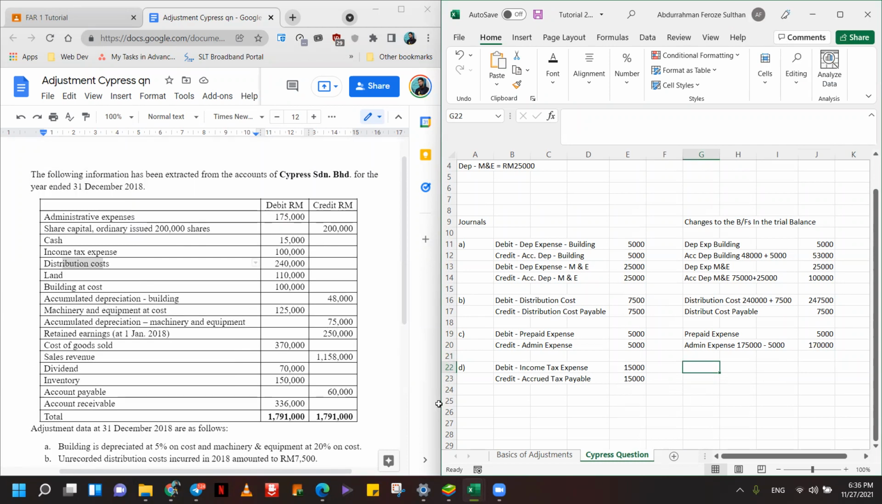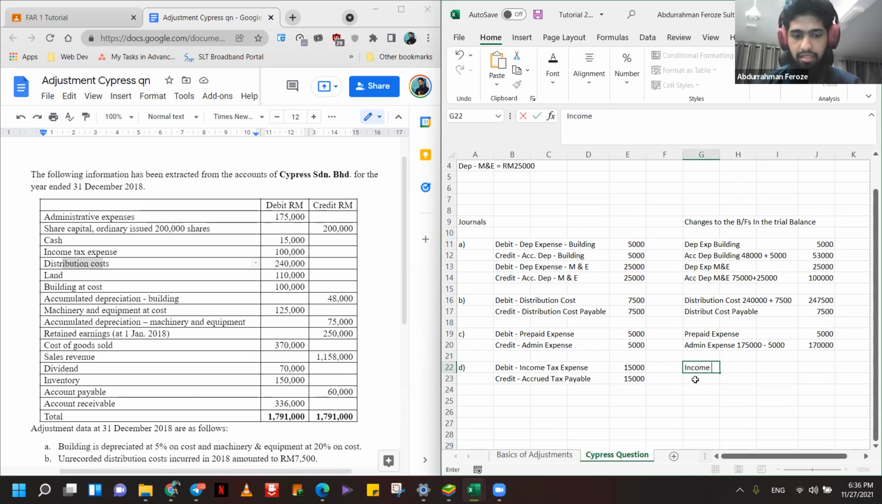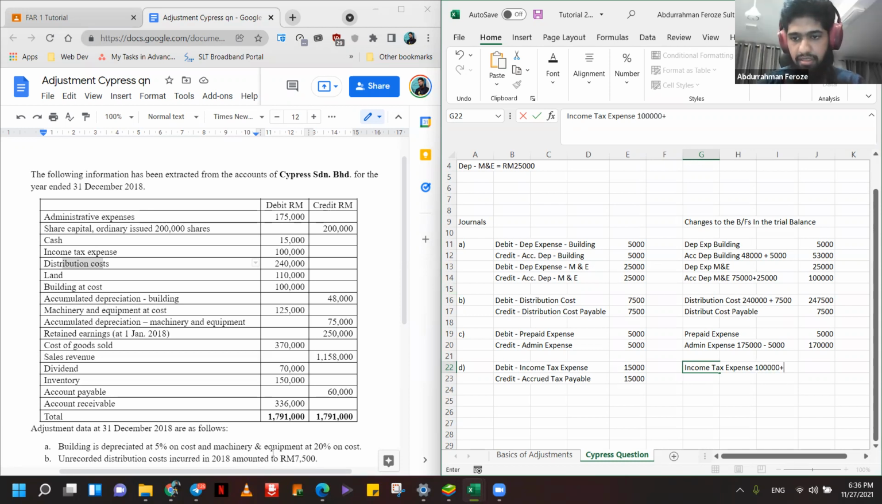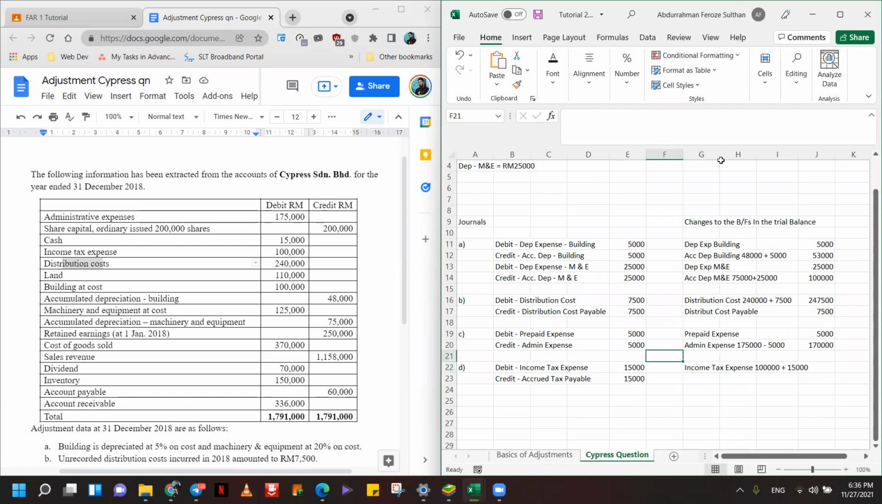Yes. Okay, and then here we have income tax. What's the change here? There's already an income tax expense over here. We add 100,000 plus 15,000. Okay.